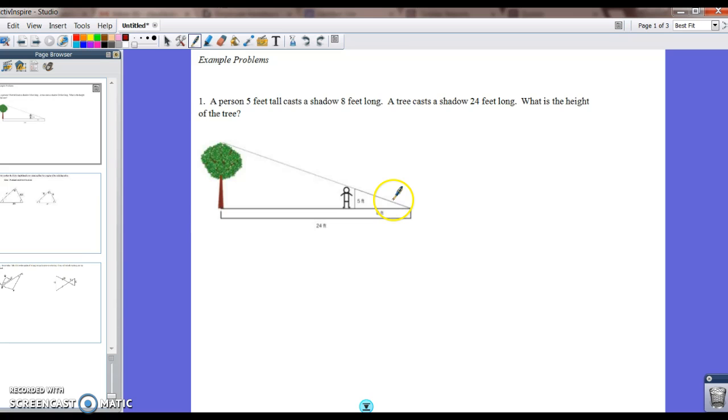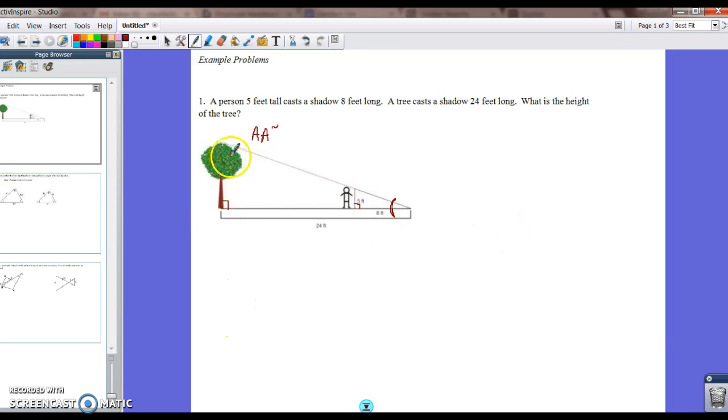They share an angle right here, so we know that that angle is congruent between our two triangles. And then whenever we're talking about height of something, we always have right angles. So at the tree we have a right angle, and at the person we have a right angle. So there's our other set of angles, the corresponding angles that are congruent. So we have angle-angle congruence for similarity. Okay, now that allows us to set up our proportion.